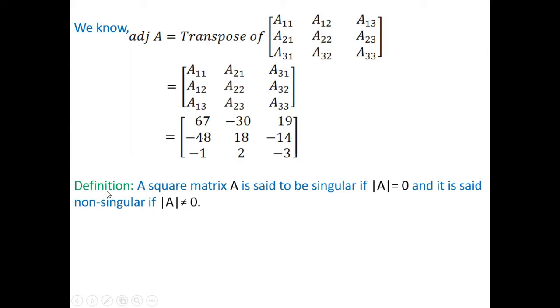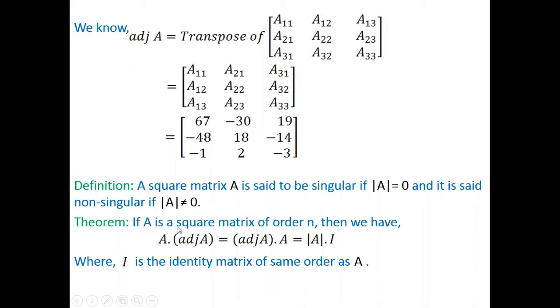Now let us understand the definition here. A square matrix A is said to be a singular matrix if the determinant of A is equal to 0, and it is non-singular if the determinant of A is not equal to 0. Here mainly we will be concerned with the determinant of A not equal to 0. Now the theorem: if A is a square matrix of order n, then A into adjoint A is equal to adjoint A into A, which is equal to determinant of A into I, where I is the identity matrix. If we substitute the values of adjoint A and multiply with the A matrix, ultimately we will have this value.